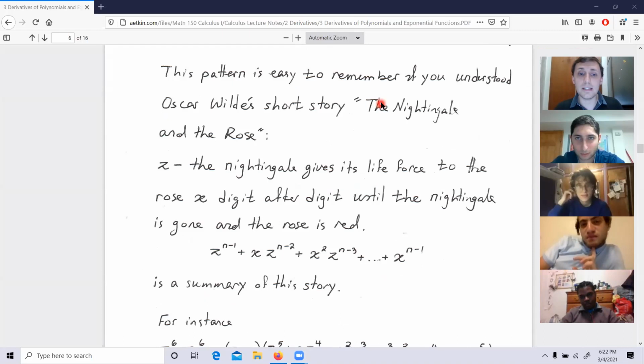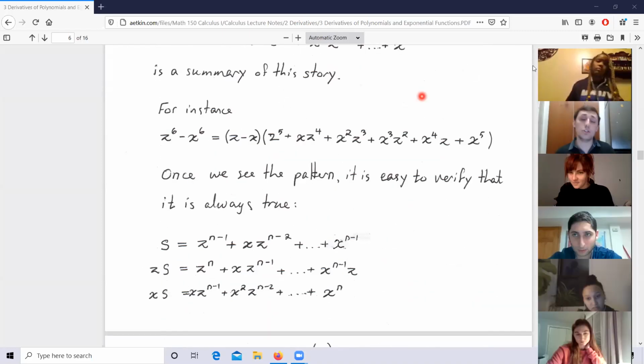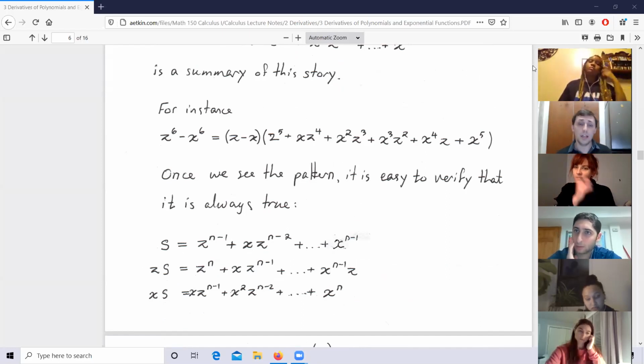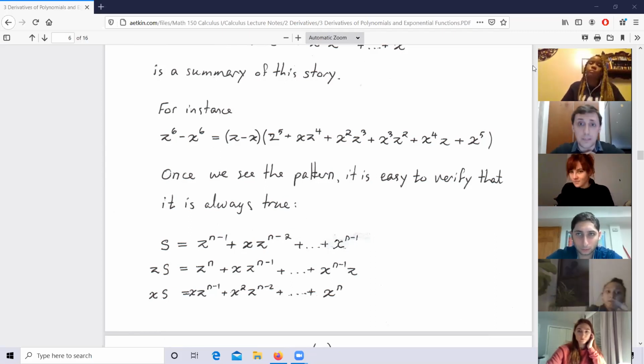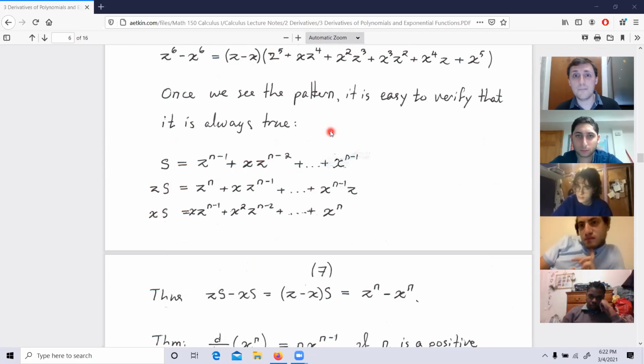Now, let's see how we can verify that the pattern is true. Do you understand, guys? Long division might make you notice the pattern. Your ability to see that there is a pattern might help, but how do you prove that the pattern is always working, right? Here is how you do that.